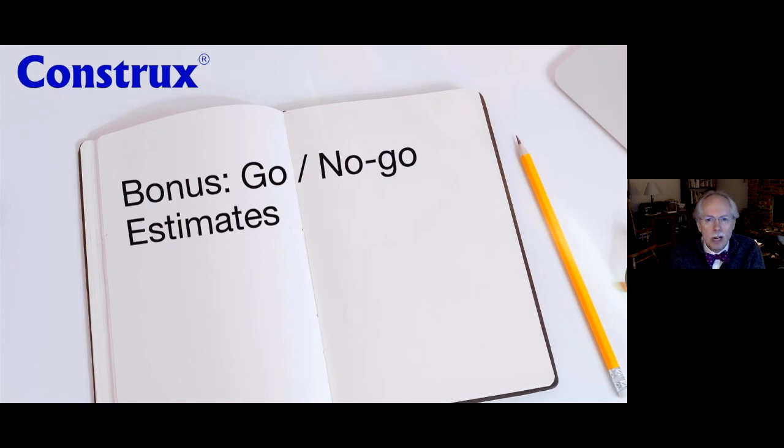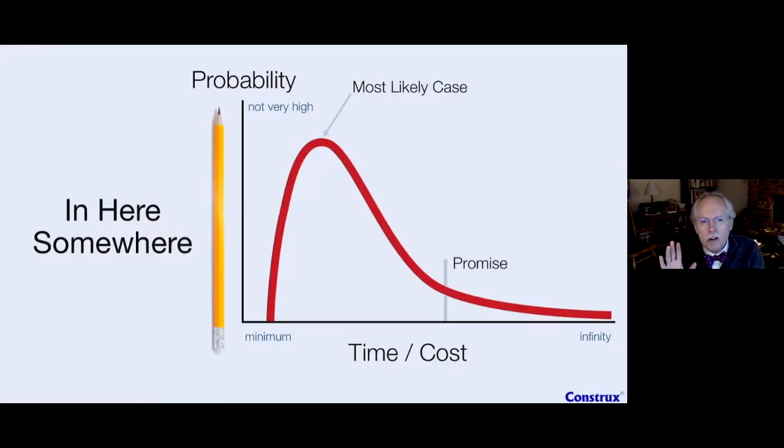But now it's time for a bonus estimate, the go, no go. And this is interesting because on this one, I'm actually going to combine two different points on my curve. I'm going to choose my most likely case, right, that one is our point, and my promise case. Because the problem I often see at the beginning of projects isn't so much what is your final budget?